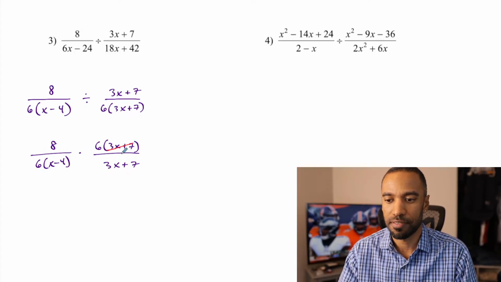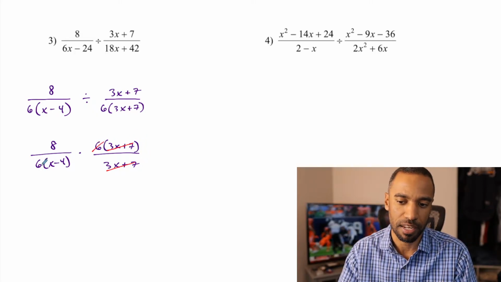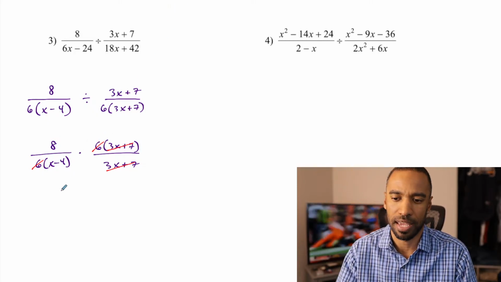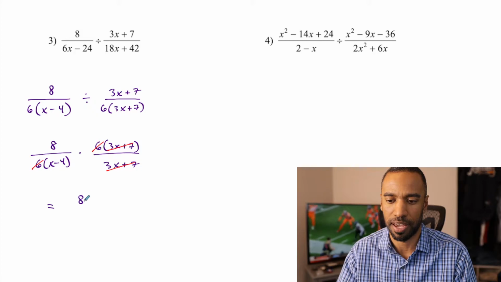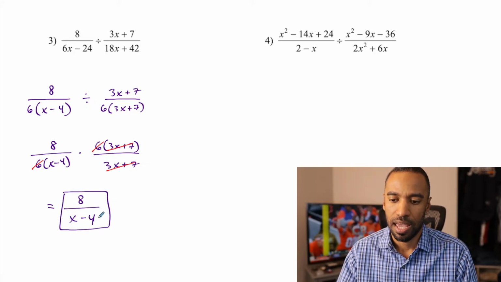All right, the 3x plus 7s do go away, though, regardless of whether you flip them, what have you. And I do have 6 now dividing by 6, if you notice that. We have 8 over x minus 4 remaining, and that is all that remains. That is the simplified version of this. 8 over x minus 4, bada boom, bada beam. And there you have it.